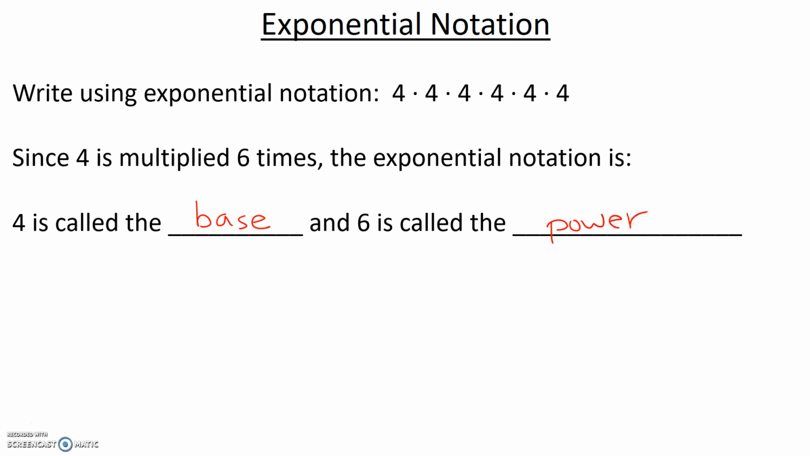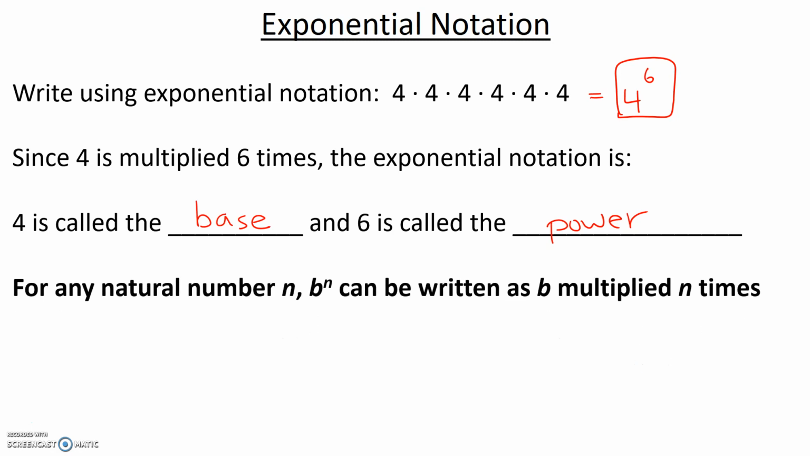So this is 4 times 4 times 4 times 4 times 4 times 4. This is the number 4 multiplied 6 times. So in exponential notation, this will be written as 4 to the 6th power. For any natural number n, b to the n can be written as the base b multiplied n times.